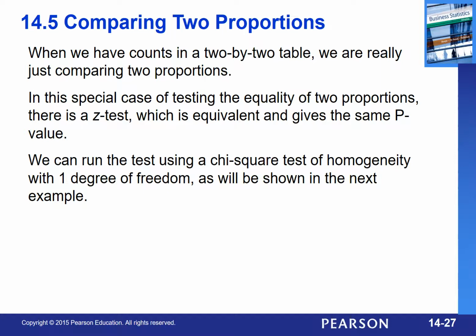When we have counts in a 2x2 table, you really don't need to do a chi-square test for homogeneity. What you're really looking at is just a simple t-test with sample proportions, so comparing 2 p's. Let me show you what I mean.